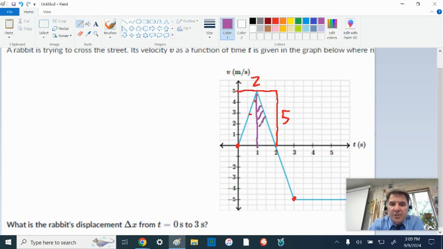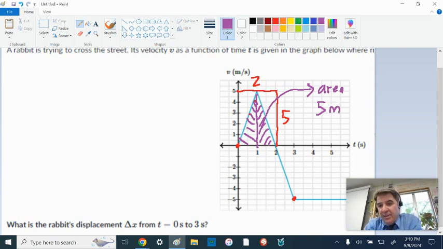So if I just did this triangle, that triangle is 1 times 5 is 5, divided by 2 is 2.5. But there's 2 of them. And so either way, no matter how you do it, as one triangle or 2 triangles, this area here is going to be 5 meters. It's either going to be 2.5 plus 2.5 for 2 triangles, or it's going to be 10 divided by 2.